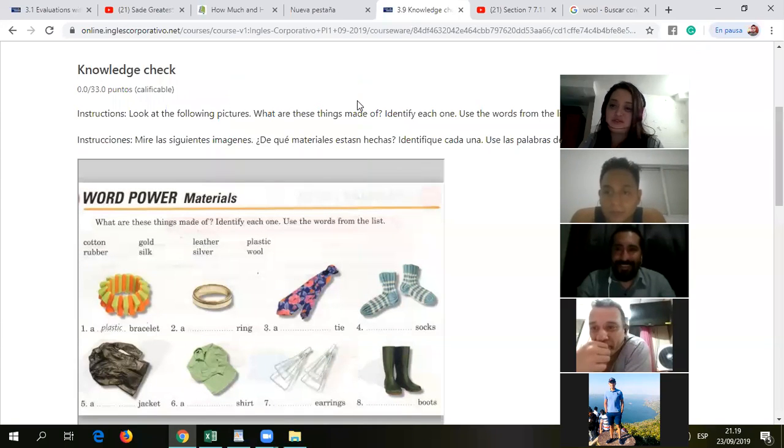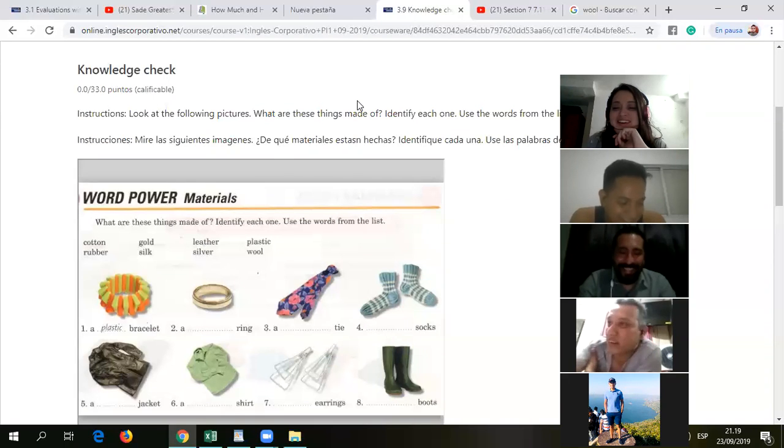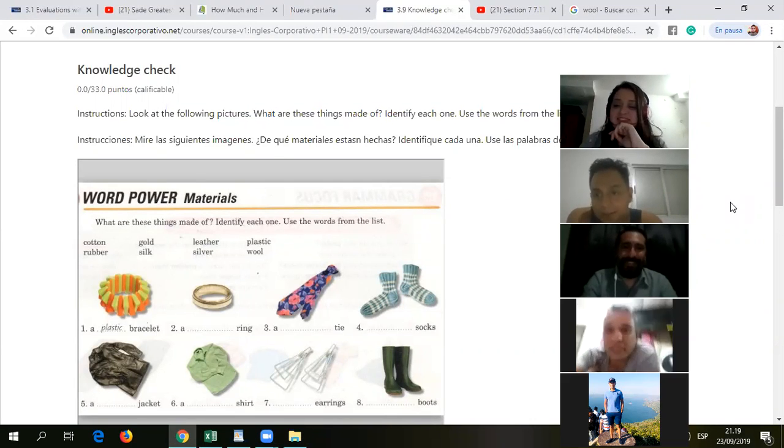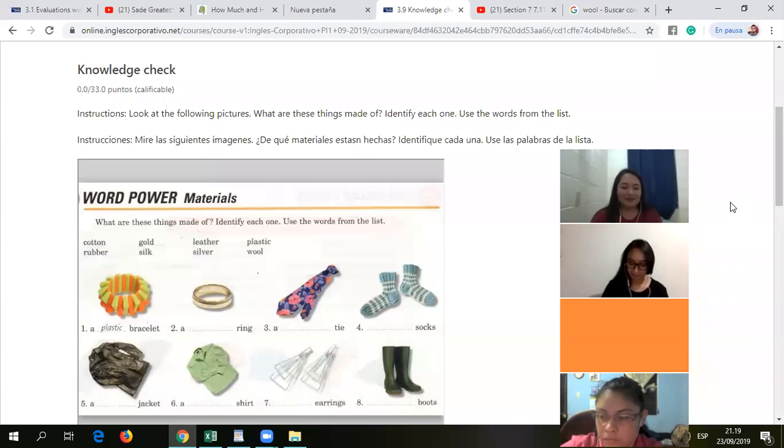$300 for a pair of glasses. Can you believe? Thank you. What kind of visual glasses? It's gold. Ray-Ban. Exactly. Applause for them. Great job. No, that was great.